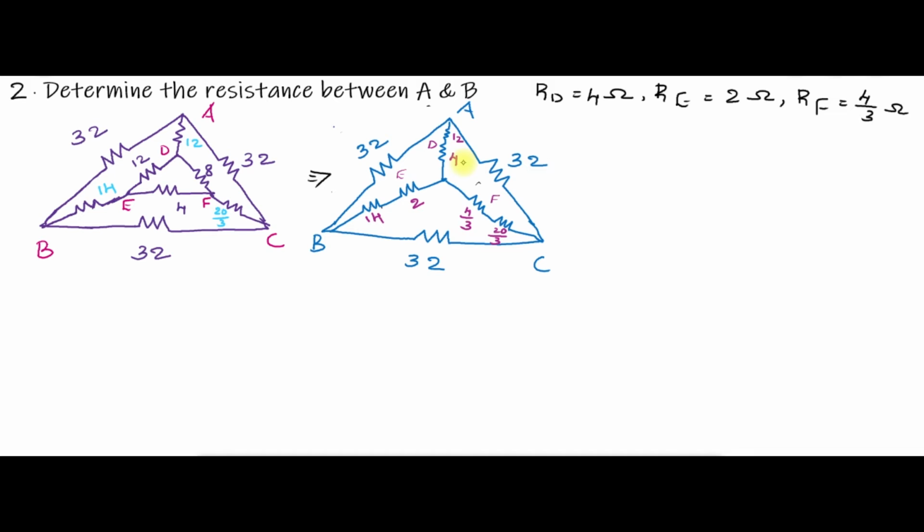So now you can see this 12 ohm is in series with this 4 ohm, this 4 by 3 in series with the 20 by 3, and this 14 ohm in series with the 2 ohm. So you can easily redraw this circuit in this manner. So you can see 12 plus 4, which is equal to 16. 4 by 3 plus 20 by 3 is 24 by 3, which is equal to 8. And 14 plus 2, which is also equal to 16.